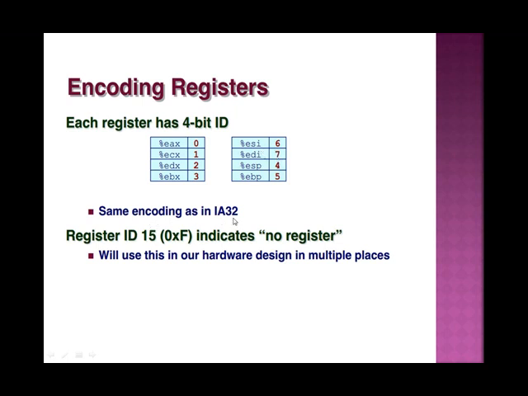This is the same encoding as we did in IA32. So each register has a 4-bit ID. Register ID 15, that is 0xF, indicates no register. So the last register ID, 15, indicates no register, and it is denoted by 0xF. We'll use this in our hardware design in multiple places.